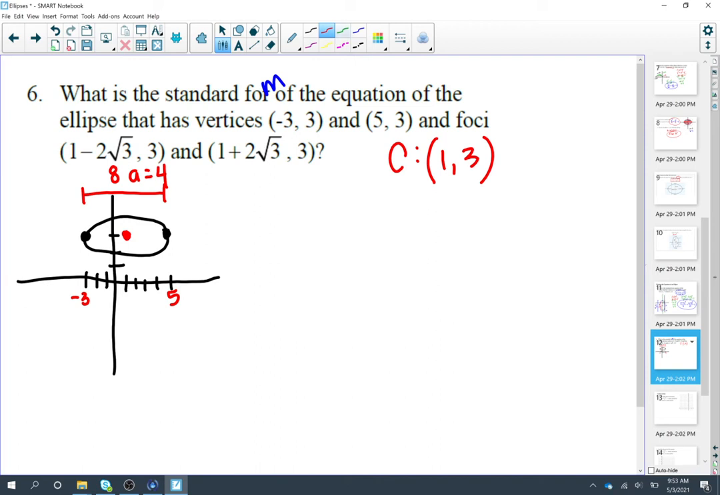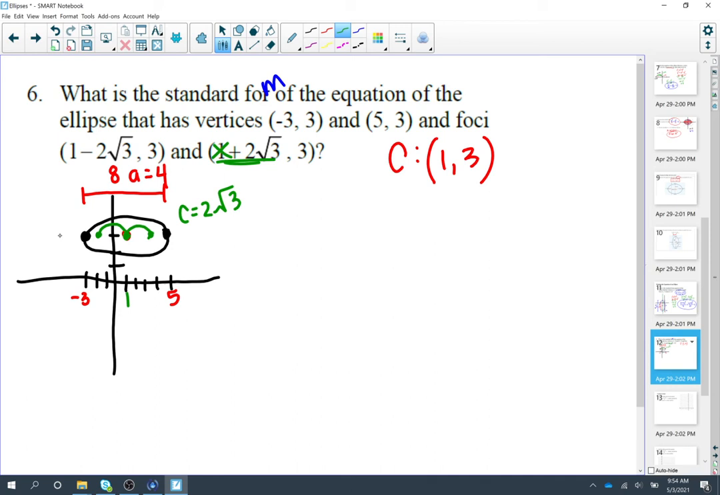The next thing we know is we know our foci. So our foci are at 1 minus 2 root 3, comma 3, and 1 plus 2 root 3, comma 3. Now, 2 root 3, I don't really know what that is, but do you notice this guy's sitting here at 1? So that's already at 1. So I'm going to do 1 plus 2 root 3, 1 minus 2 root 3. So really, if you want your foci or your C distance, C is just 2 root 3 because you're already at 1. So that doesn't really matter. You're just taking this 1 and going to the left and going to the right. So we now know our C value.